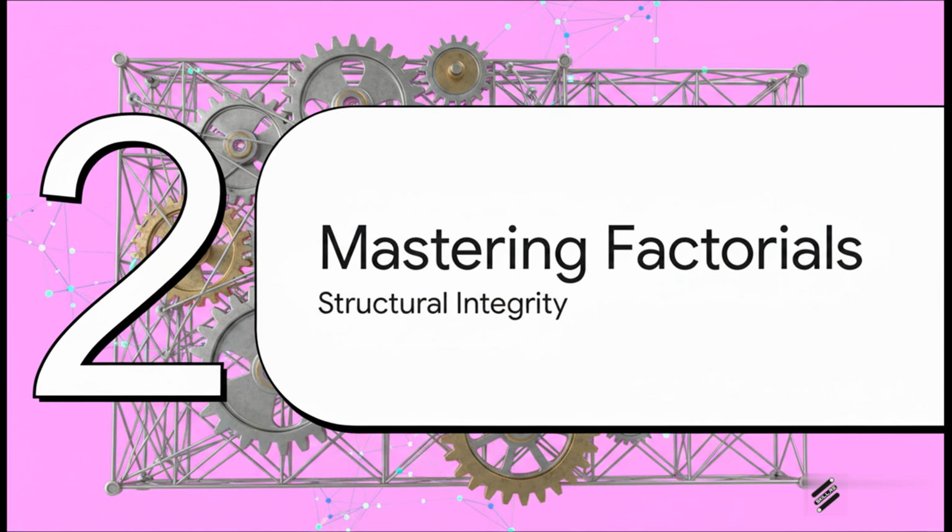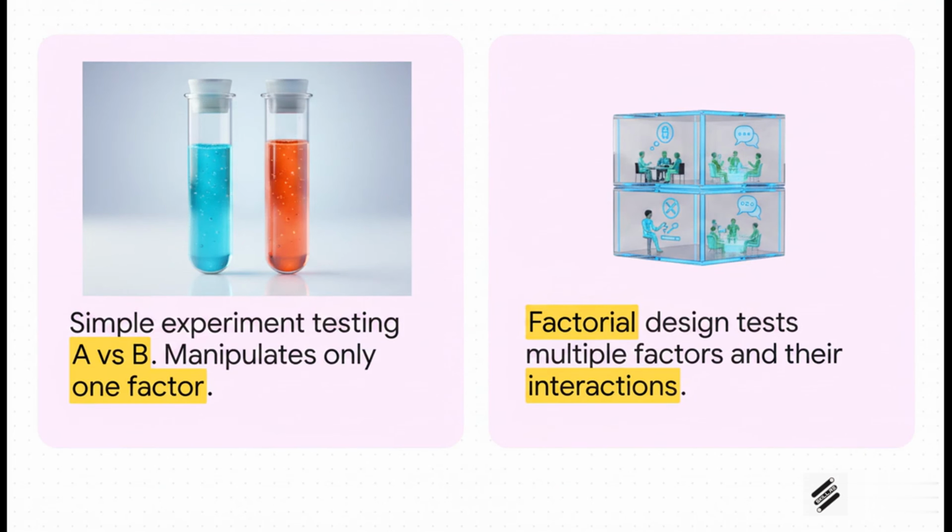Section 2. Mastering factorials and randomization, building structural integrity. A simple A versus B experiment rarely captures the actual complexity of the real world. A factorial design, however, lets you test multiple factors and their interactions all at the exact same time. Take a smoking cessation study, for example. A 2x2 design lets you test counseling versus motivational interviewing, right alongside individual versus group delivery.